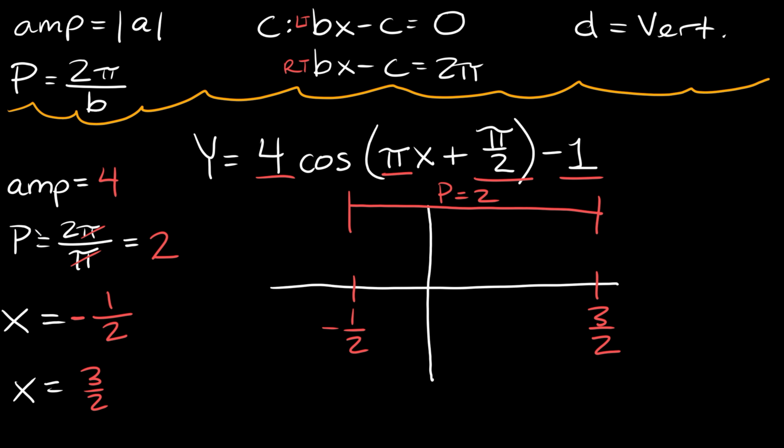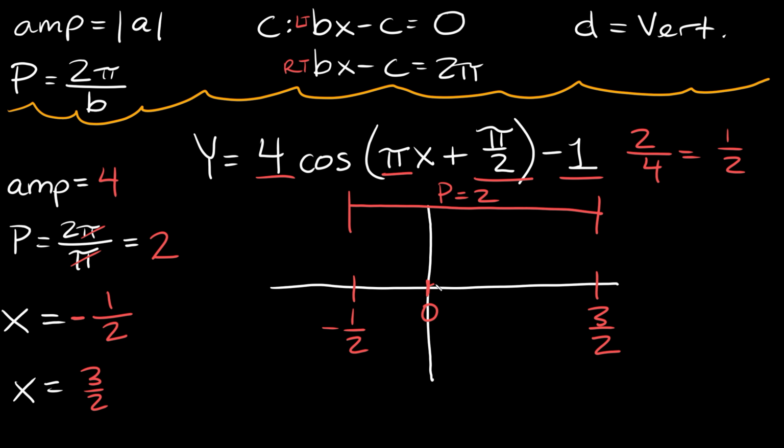And the way that we can do that is take your period, 2, and simply divide it by 4, right? Because we want 4 even pieces. So 2 divided by 4 is equal to 1/2, right? So this is already a distance of 1/2, right? So this is basically 0 right there. So this distance from there to there is 1/2.